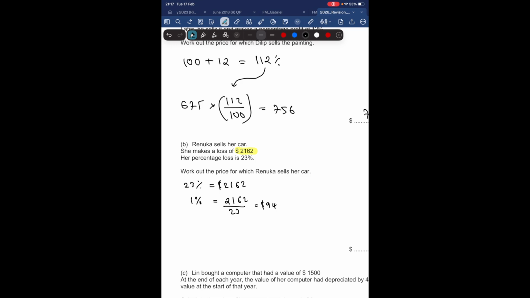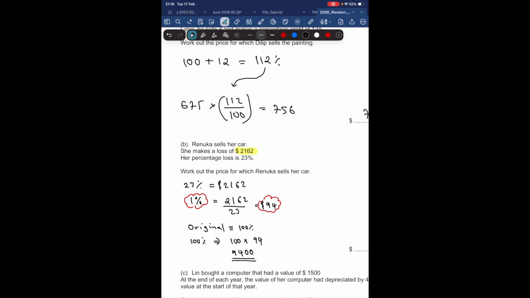Now remember that the original price, we always make 100%. So the original is always 100%. So if we know that 1% is equal to $94, then we can say that 100% is going to be 100 times 94, which basically gives us $9,400. That is the original price of the car.